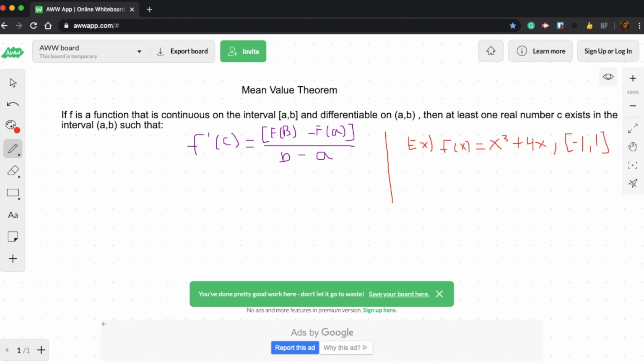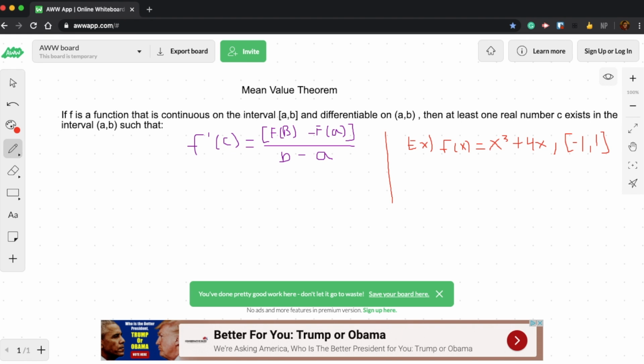All right, so basically the mean value theorem states that if f is a function that is continuous on the interval [a, b] and differentiable on (a, b), then at least one real number c exists in the interval (a, b) such that f prime of c equals f of b minus f of a over b minus a.